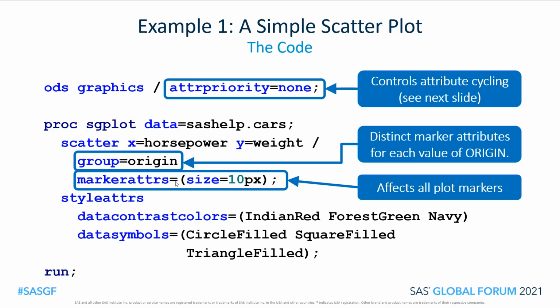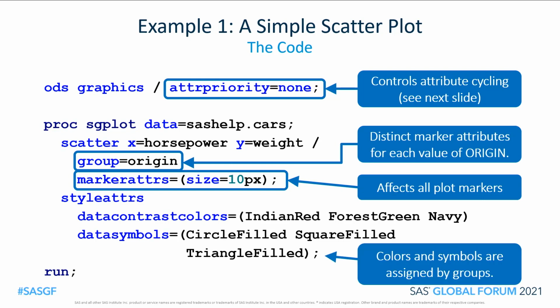Now you'll notice I have a STYLEATTRS statement next. And this is to set the colors and symbols that I want for each of those 3 groups. Now I didn't have to include this statement. I could have simply allowed PROC SGPLOT to use the default values, the default colors and symbols that are defined in whatever style is currently in effect. And that would be whatever the default style is for this ODS destination, since we haven't specified anything else.